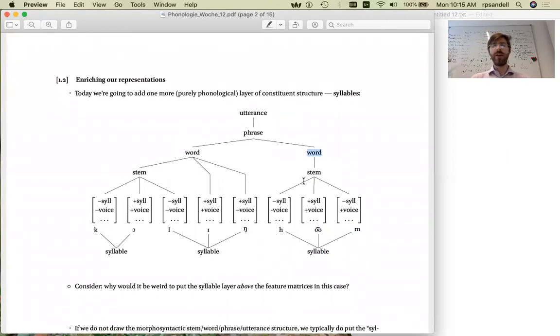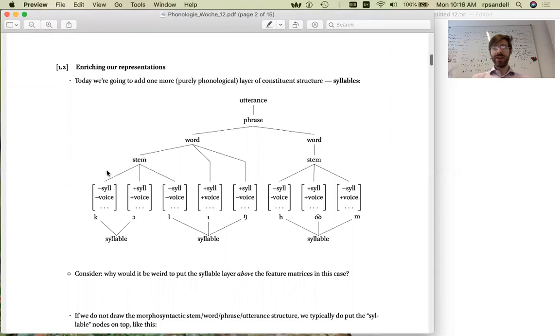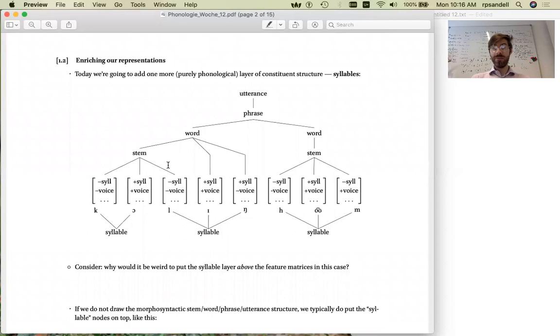When we look at this diagram, which shows both segmental structure at the lowest level, and then above it morphosyntactic structure, and below it the syllable structure, we can stop and think for a minute why it might be a bit strange to put the syllable layer directly above the feature matrices here. That is, if we somehow inserted the syllabic information between the segments and the stem, in a sense, that would be weird because that would be mixing, combining 2 different levels of representation.